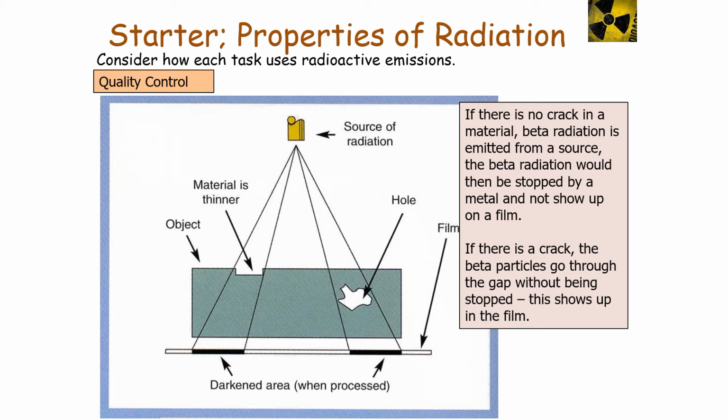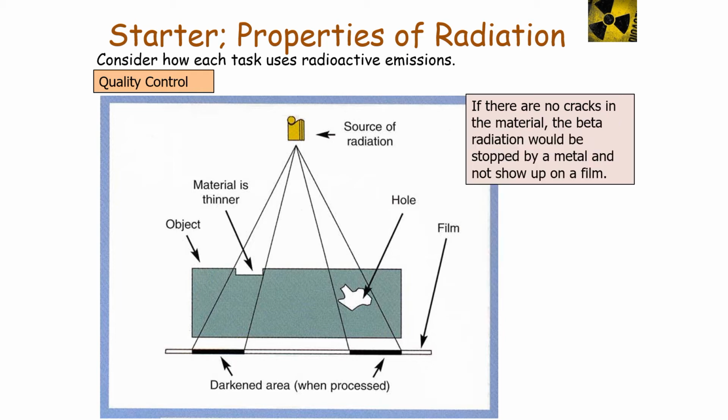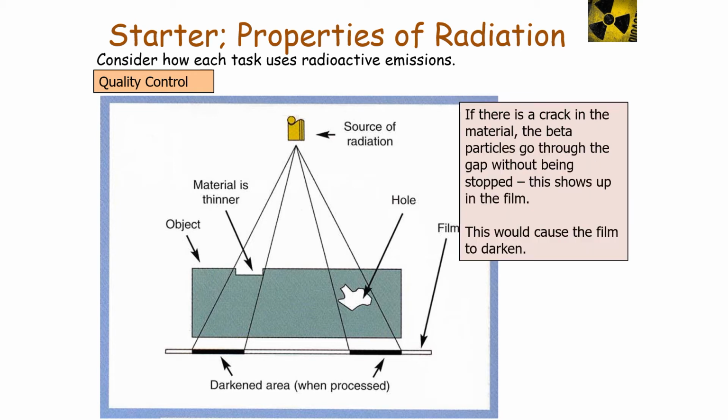It then gets stopped by the metal and doesn't show up on the film. If there's a crack, the beta particles go through the gap without being stopped and this shows up on the film, causing the film to darken.